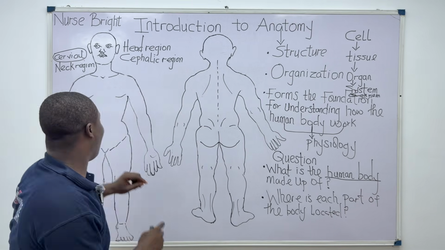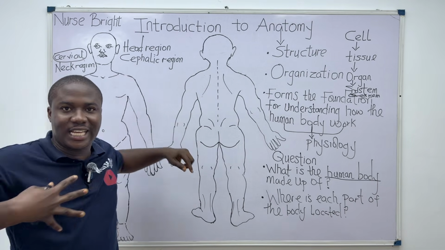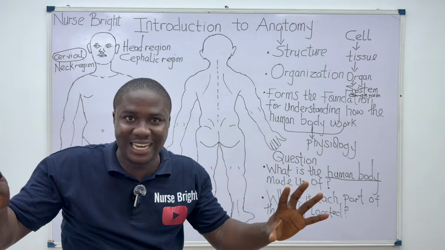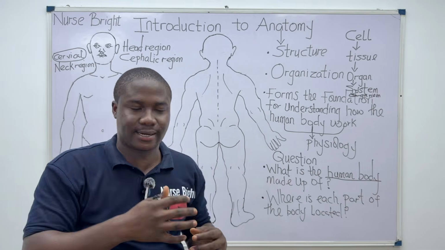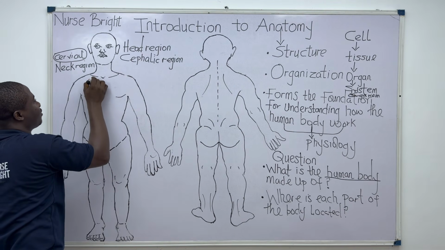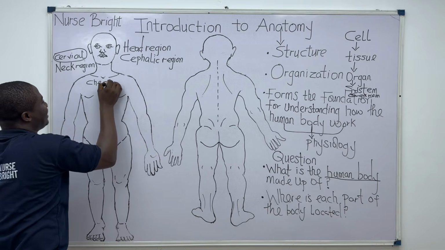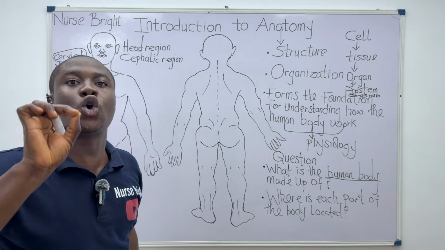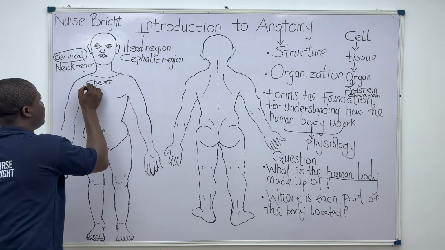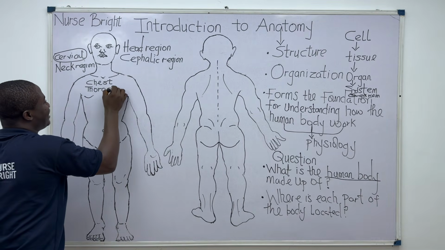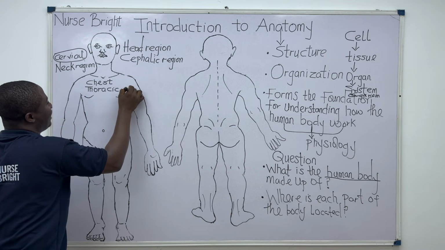Now, moving further, what about this region? This part of the body is called what? The chest region. Layman's term, chest region. All right, so this is the chest region. Let's just call it the chest region. All right, but basically, anatomically, it should be called the thoracic region of the body. So the right term to use is the thoracic region of the human body.